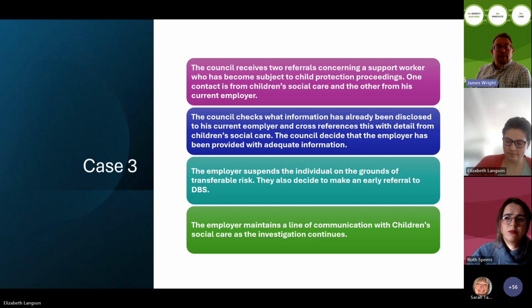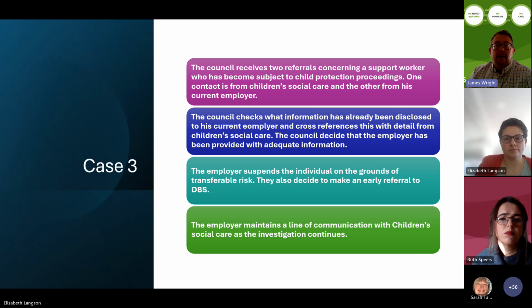Okay, so the last example that we have here is relatively recent. We had two PIPOT concerns raised to us concerning a support worker who had become subject to child protection proceedings. One contact was from Children's Social Care to advise us they had very serious concerns about this person's parenting, and they were aware that they worked as a support worker in a position of trust. And the other came from the support worker's employer because he had made a disclosure to his employer.